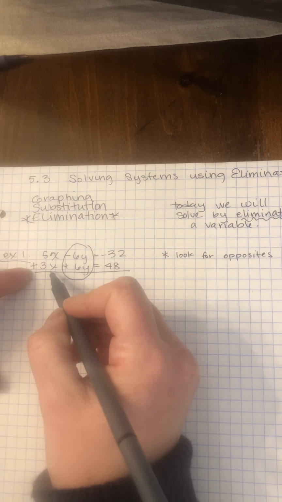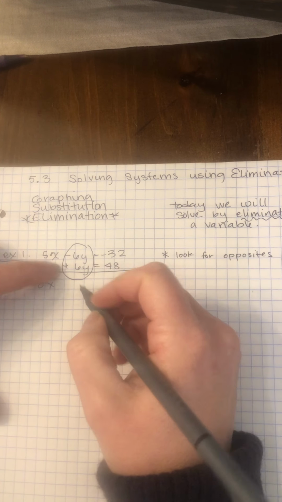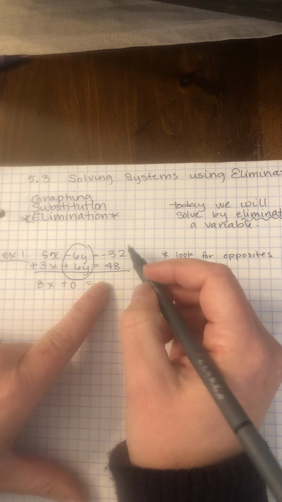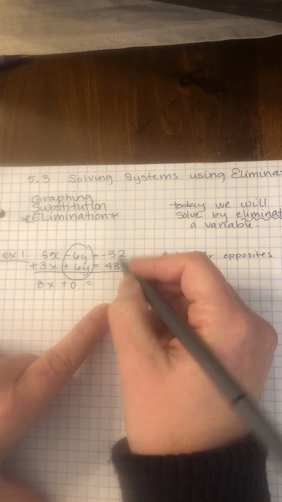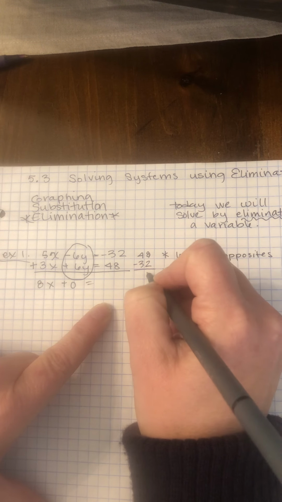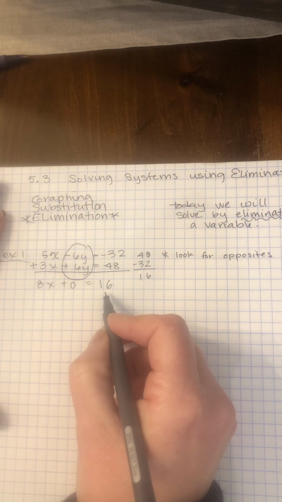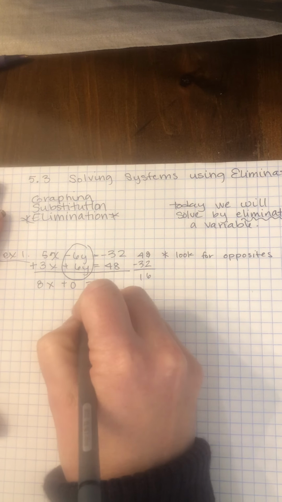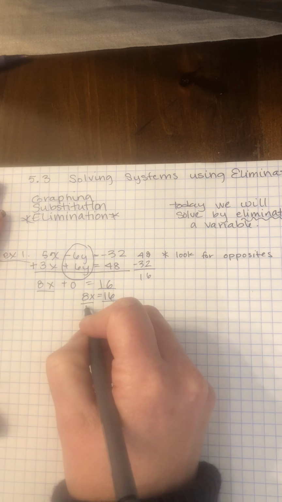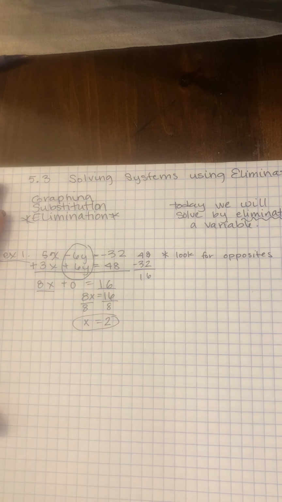When I add 5x plus 3x, I get 8x. Two opposites equal 0. And then over here, I have a positive 48 and a negative 32. So when the signs are different, we subtract. So 48 minus 32 is 16. 48 is bigger and it's positive, so it's going to stay positive. So I end up with, if I clean this up, 8x equals 16, which I divide by 8 and get x equals 2 as my first answer.